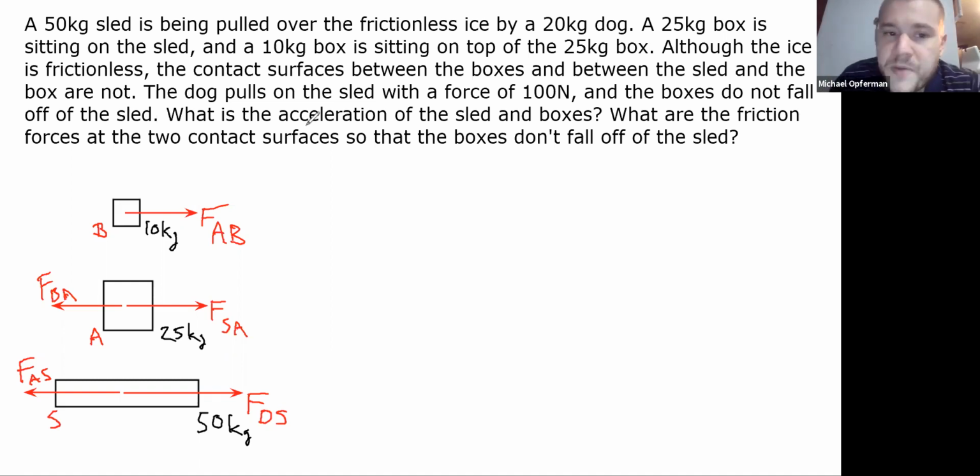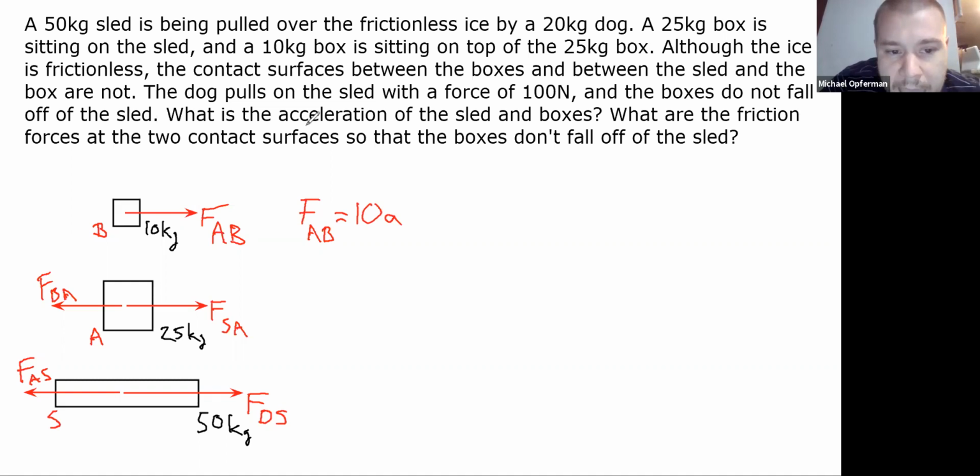So for diagram B, there's only one force in the diagram. It's in the positive direction, so it's just going to be FAB equals, I'm solving diagram B, which has a mass of 10 kilograms. So I'll have 10. You know what? I'm going to drop all the units just to save myself from having to write kilogram 100,000 times and clutter up the slide here. So I'm just going to say 10A.